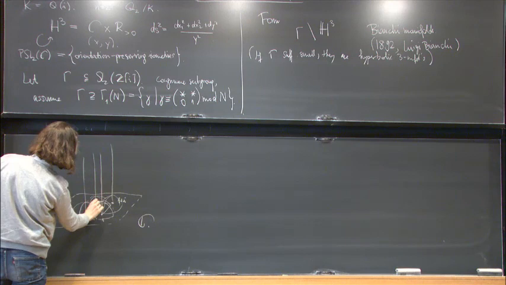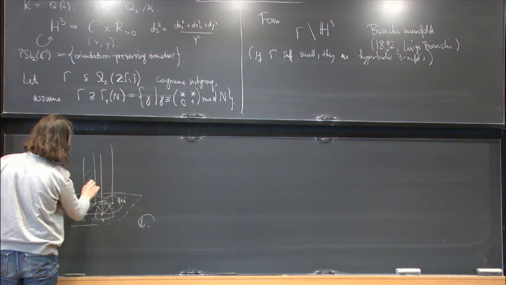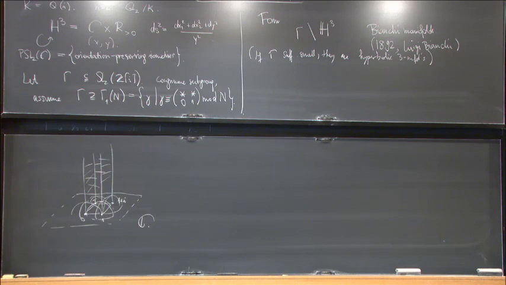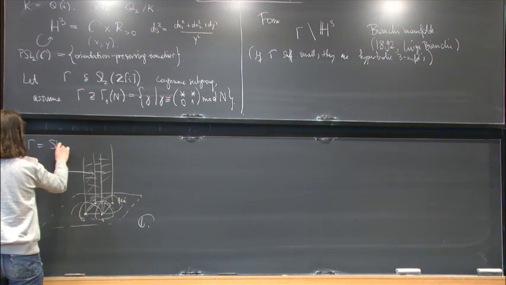You see that some of the picture also looks pretty similar to the case of the modular curve. The fundamental domain would be the interior of this cone, which goes off to infinity. And then here it will have some spheres, parts of spheres which bound it. That's a fundamental domain. This is in the case that gamma is the full group SL2.